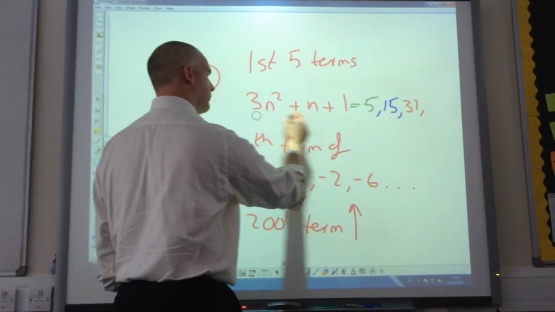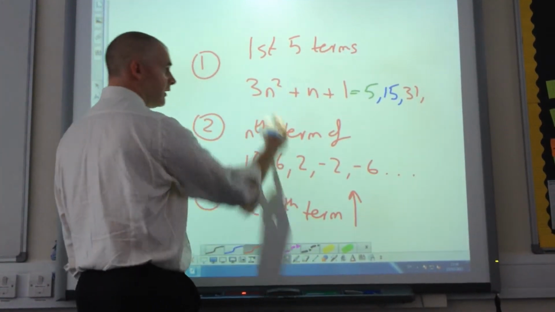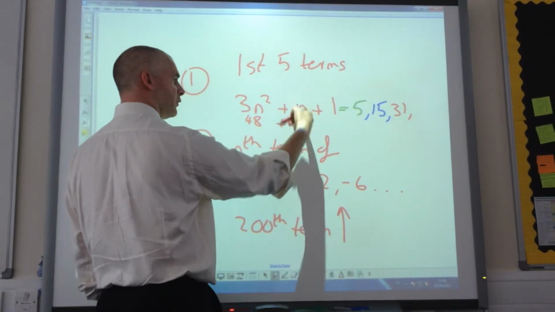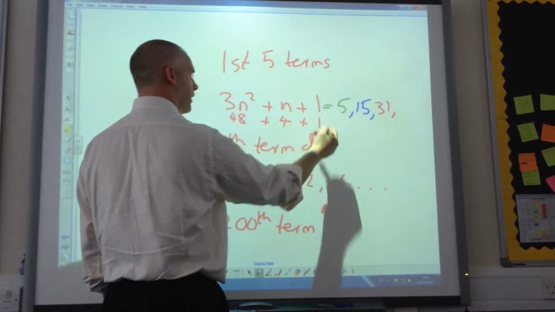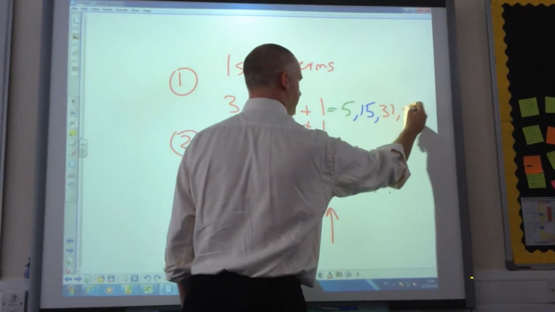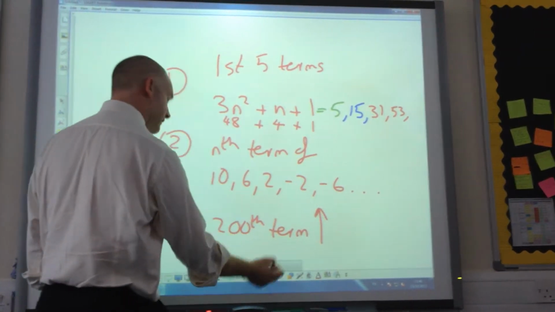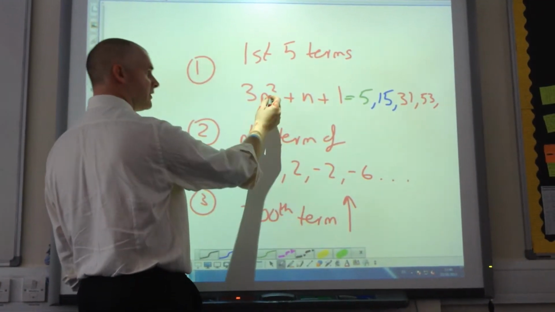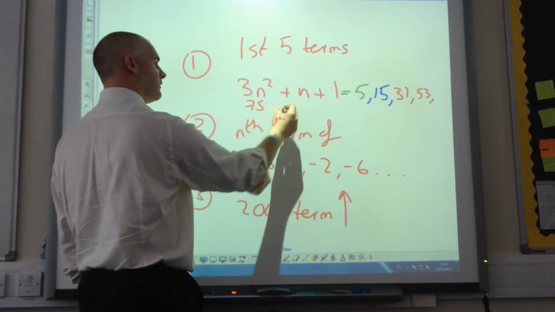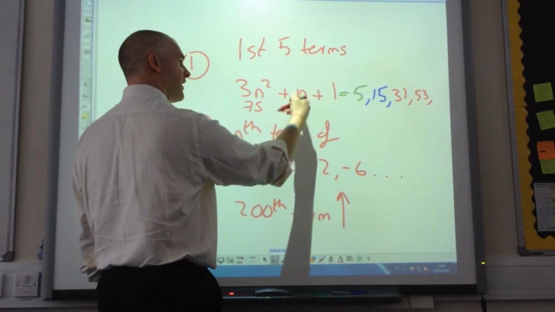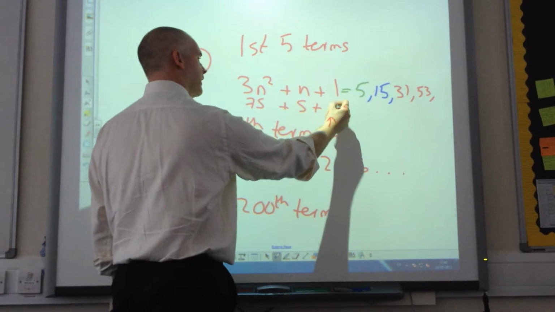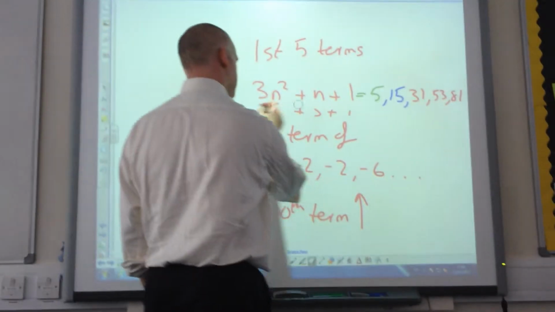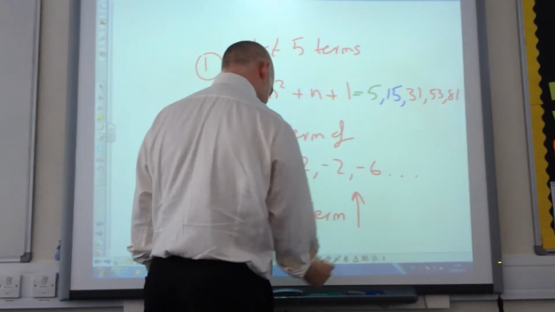For my fourth term, I'm going to speed it up slightly now. 4 squared is 16, times 3 is 48, plus the fourth term, which is 4, plus 1 gives you 53. And finally, the last term, you do 5 squared, which is 25, times it by 3 is 75, add 5, because it's the fifth term, so n is 5, add 1 makes 81. That's how you find a sequence from an algebraic expression.